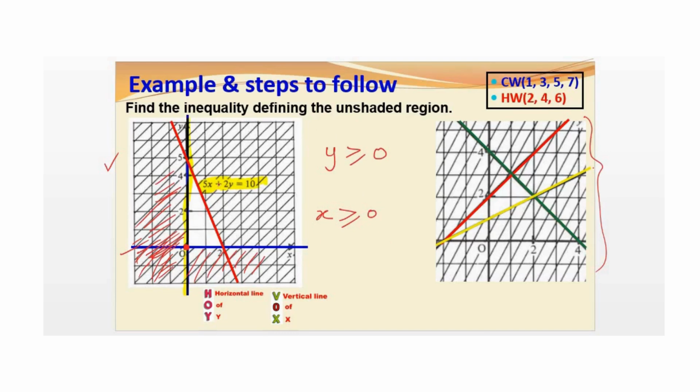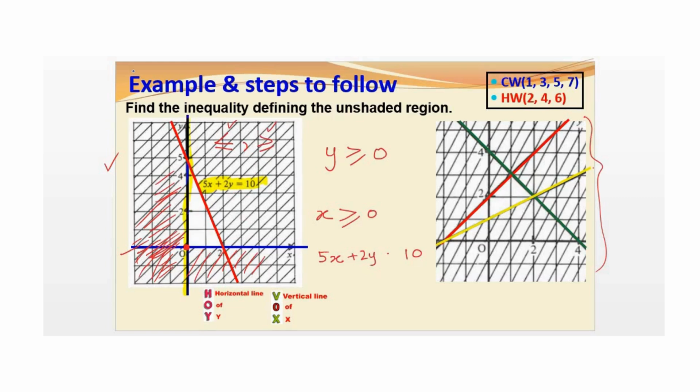And the third inequality, we have to make it from here. How will we make it? We will write 5x plus 2y, and on the other side we will just write 10. Now check this line. Is this a solid line? Yes, it is a solid line. So for the solid line, we have only the less than or equal to case or the greater than or equal to case. It means either I have to put this symbol or this symbol here.